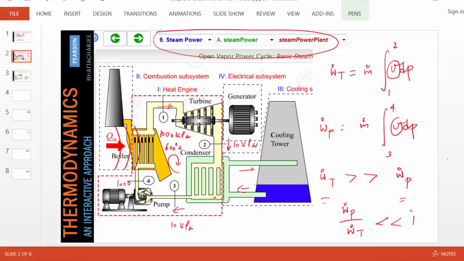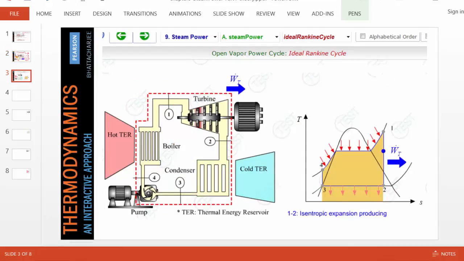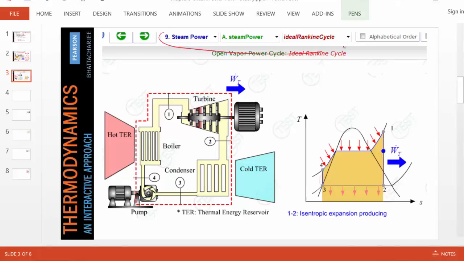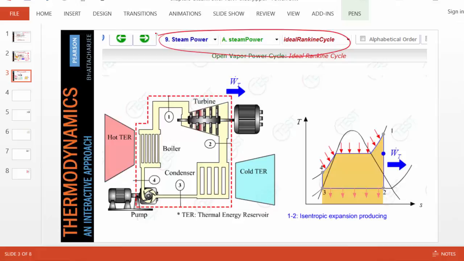Well, so this is at the heart of why a steam power plant works so well. Well, to model a steam power plant, we use what is known as a Rankine cycle. Again, this is an excerpt from an animation of the Rankine cycle.